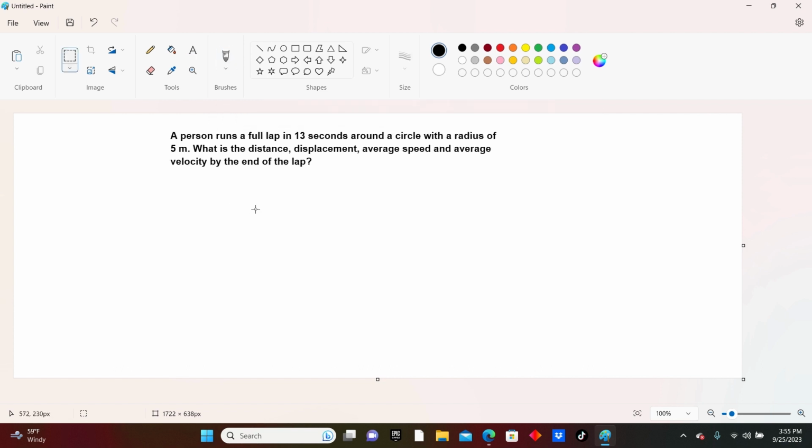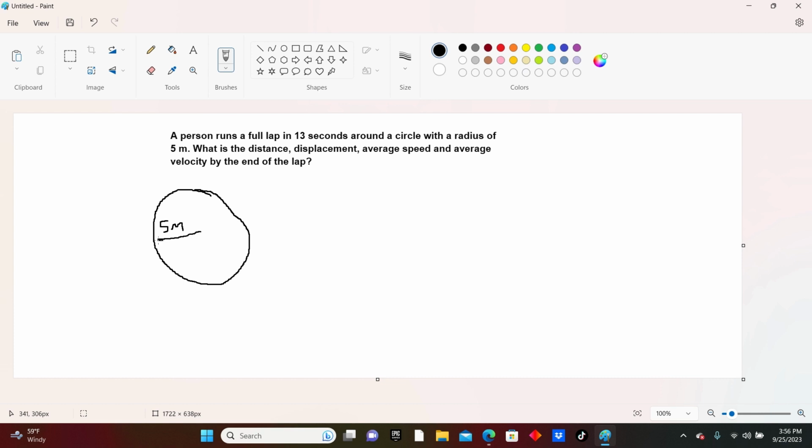Okay, let's take a look at this question now. A person runs a full lap in 13 seconds around a circle with a radius of 5 meters. What is the distance, displacement, average speed, and average velocity by the end of the lap? Let's start with the distance. First, let's draw a diagram. So the guy runs around a circular track. It's not a great circle, but just go with it. And 5 meters is the radius.